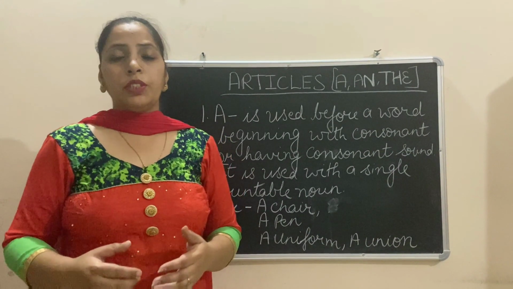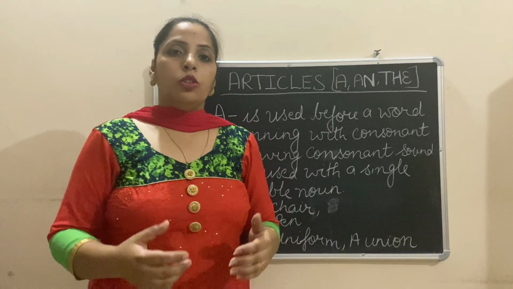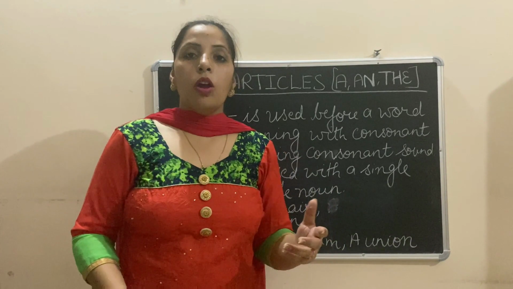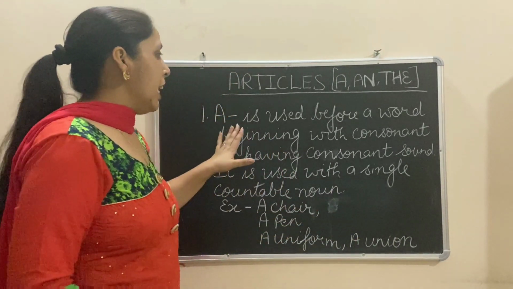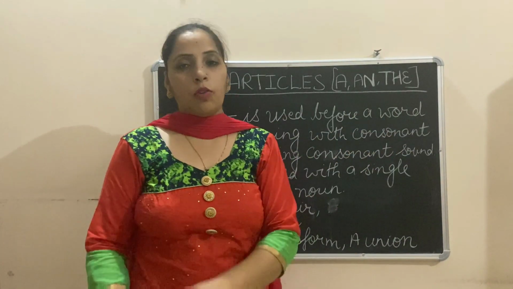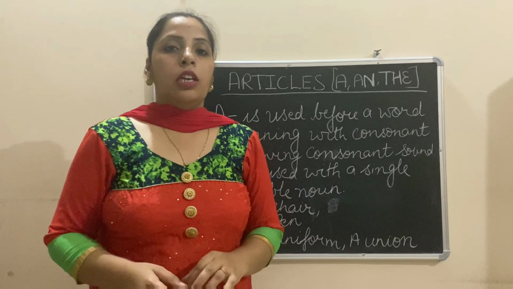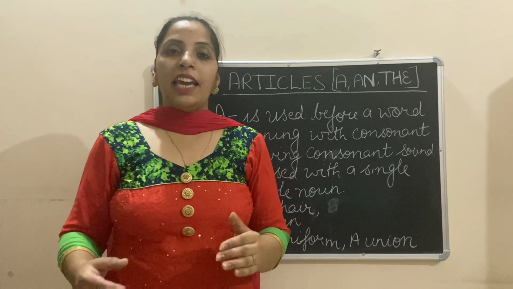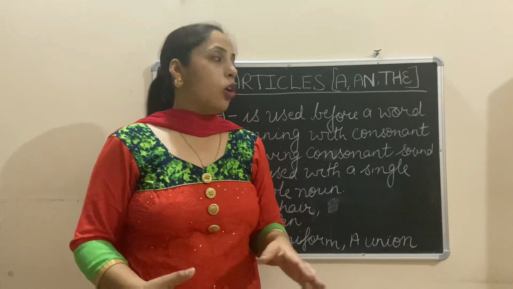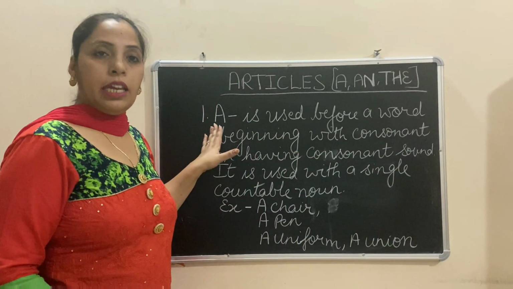So we'll study where to use the article a. As already mentioned, a is an indefinite article. So when we are using a, we are not definite about a particular thing or a person. A is used before a word beginning with a consonant or having a consonant sound. Now we have 26 alphabets in the English language, starting from A to Z. A, E, I, O, U are the vowels and the rest are the consonants. So all the words that begin with a consonant or have a consonant sound, there we use the article a.